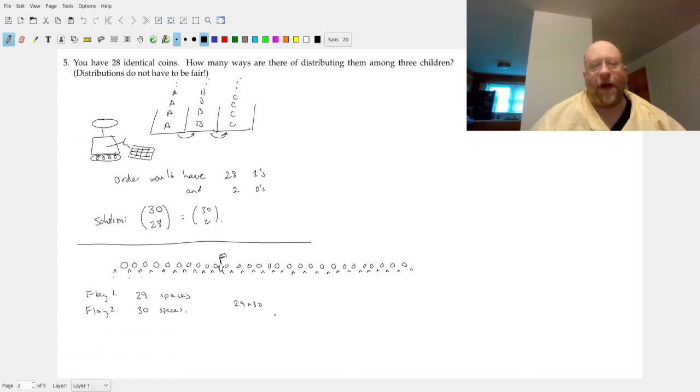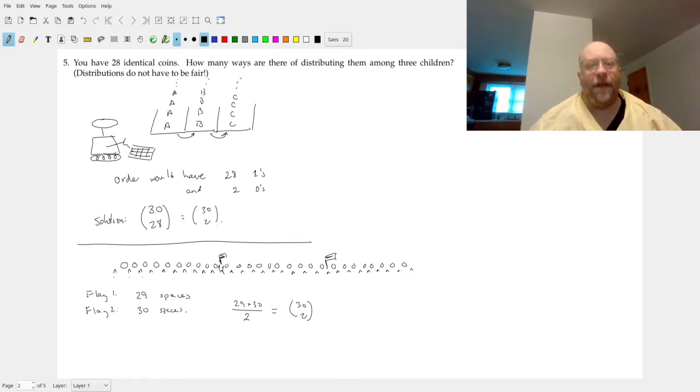But the flags themselves are identical. And so rearranging the order of the two flags, especially if they're in different spaces, putting flag 1 here and flag 2 here is just like flag 2 here and flag 1 here. And so at the end, after we've counted all the cases where the order does matter, we divide by 2. And then that gives us a case where it doesn't matter. But that's the same thing as 30 choose 2, which is the same answer that we got before.